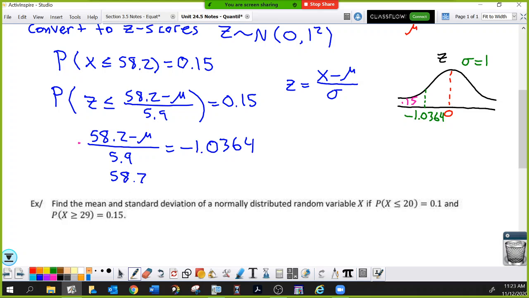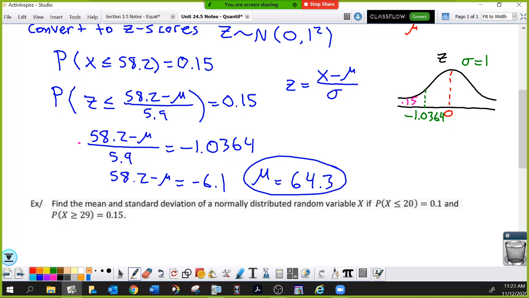Is this the mean of the original distribution, because we didn't know it. Right. Now the mean of the z distribution is 0. And that gives, so when you multiply both sides by 5.9, you get about negative 6.1. And then you just add mu and add 6.1. And what you get is that mu is about 64.3. There, which is what we were trying to do. This was the easy one.